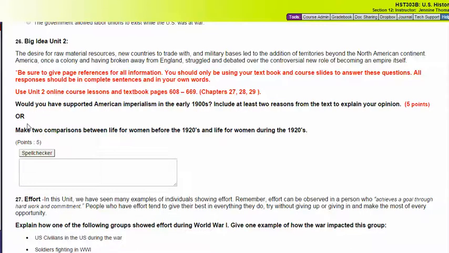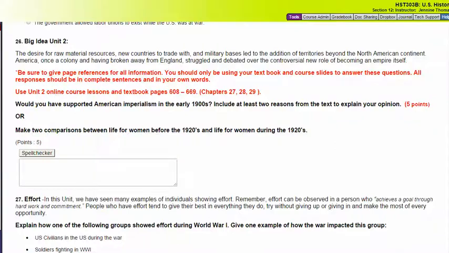The desire for raw material resources, new countries to trade with, and military bases led to the addition of territories beyond the North American continent. America, once a colony, having broken away from England, struggled and debated over the controversial new role of becoming an empire itself. This was the big idea for Unit 2.